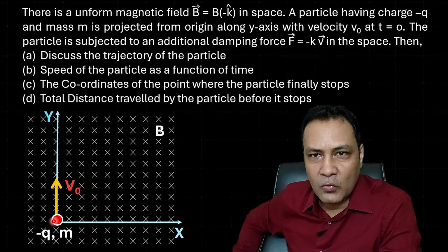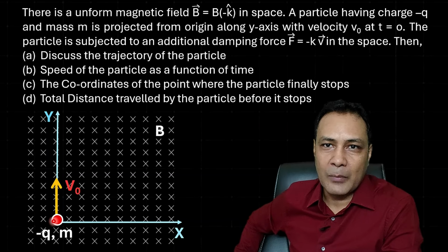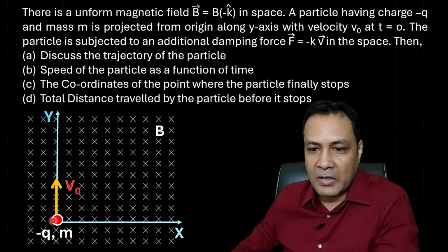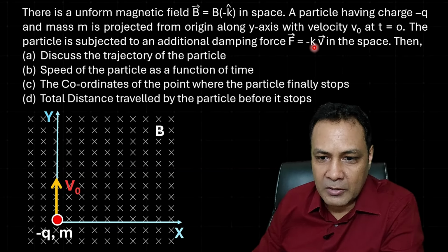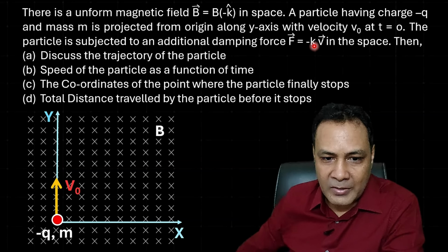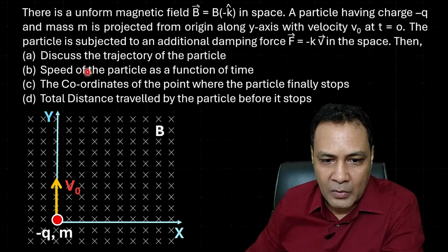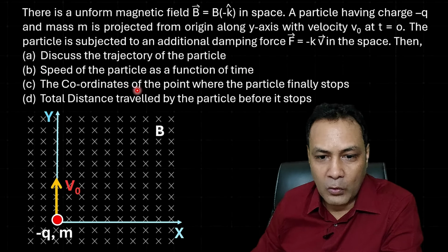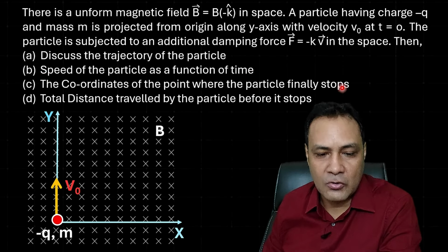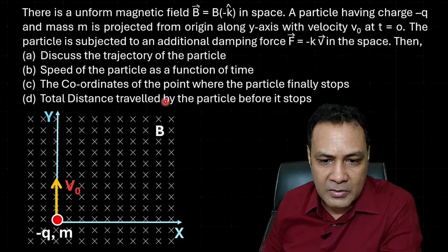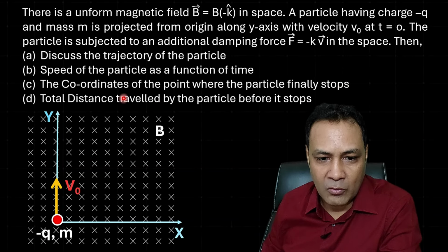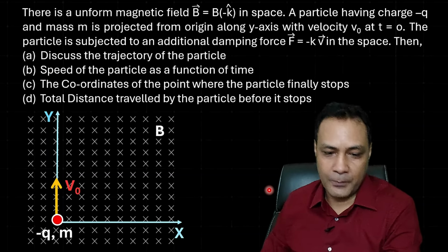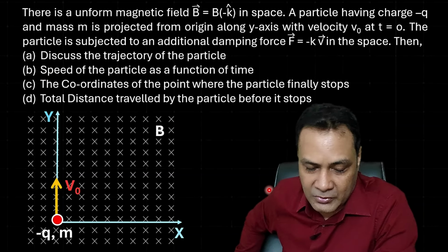So we have to consider two forces. One would obviously be the magnetic force q v cross B, and there is this minus kv. k is the damping constant, that is a constant. So we have to discuss the trajectory of the particle, the speed of the particle as a function of time, the coordinates of the point where the particle finally stops, the total distance traveled by the particle before it stops, and of course we will also find the speed of the particle as a function of the distance traveled. So these are the things we want to discuss.